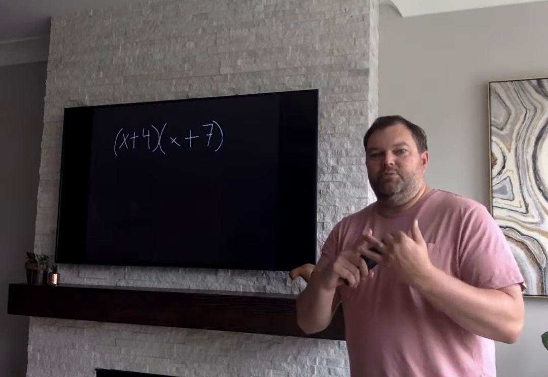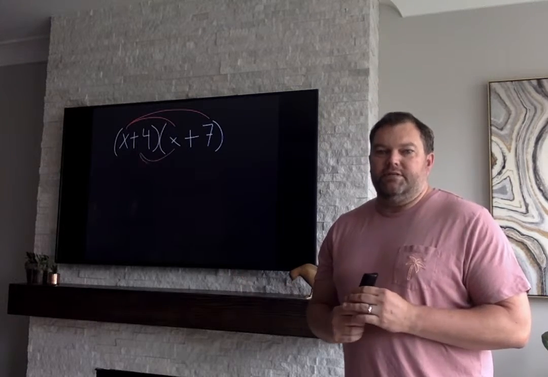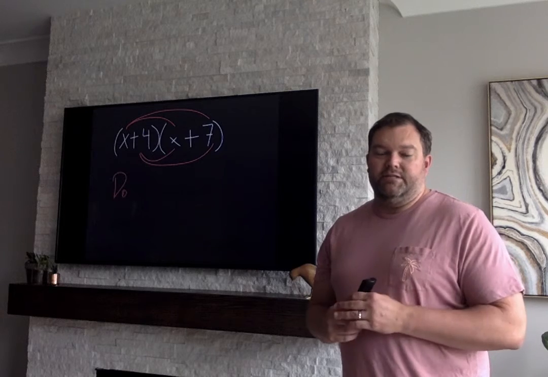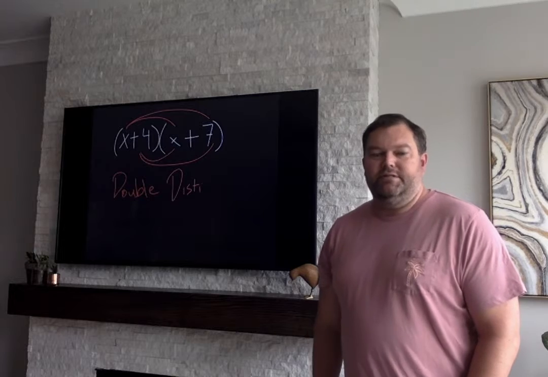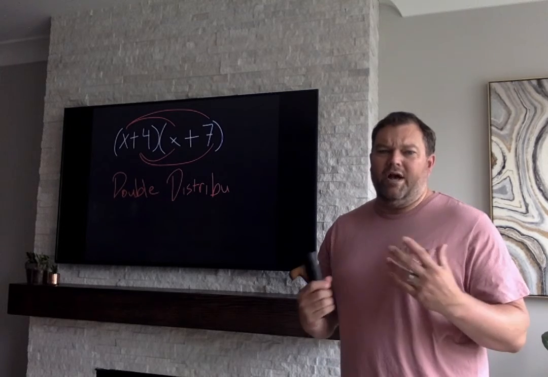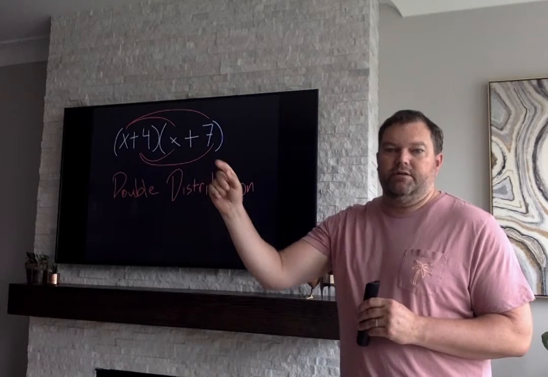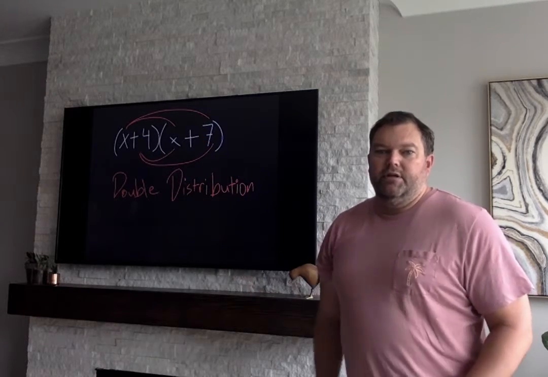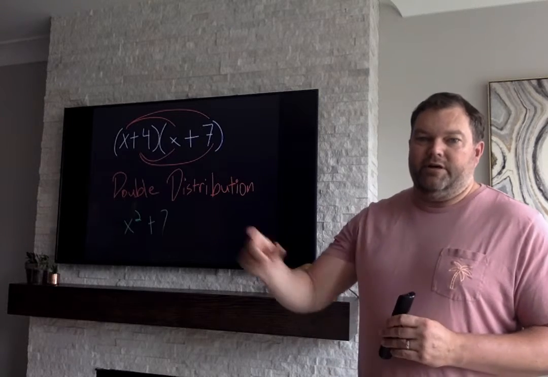So we did addition, we did subtraction. Here is multiplication. You probably have seen this before, and you might have called it something like FOIL, but the official term is double distribution. Why is it called double distribution? Because you're distributing twice. So if we follow the little arcs that I made, I really highly recommend making arcs.